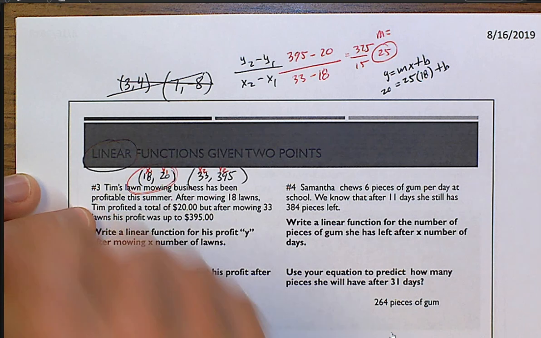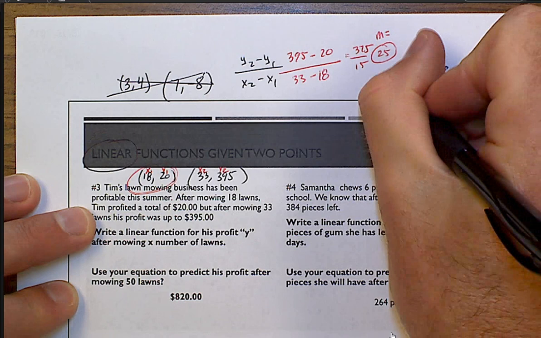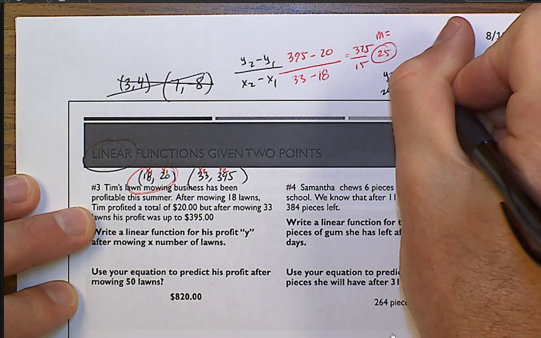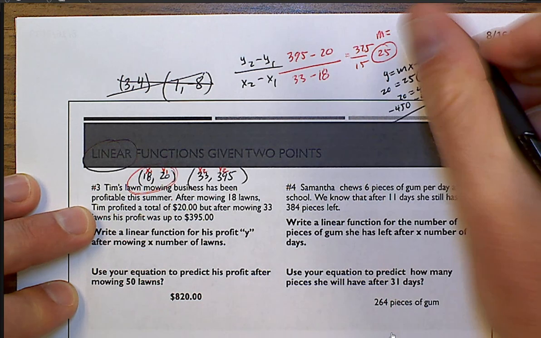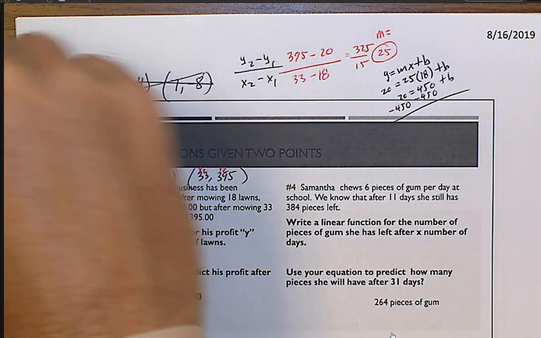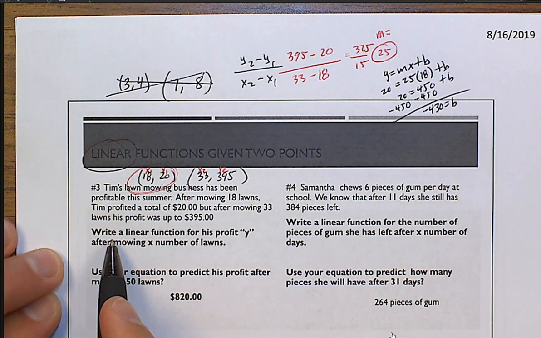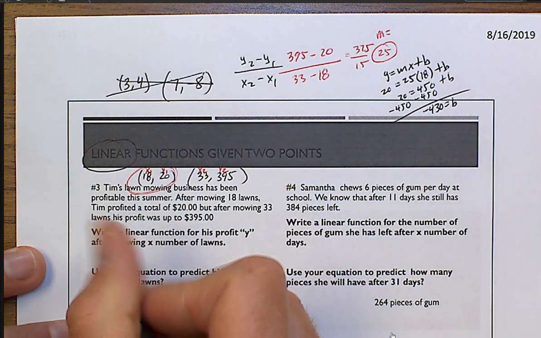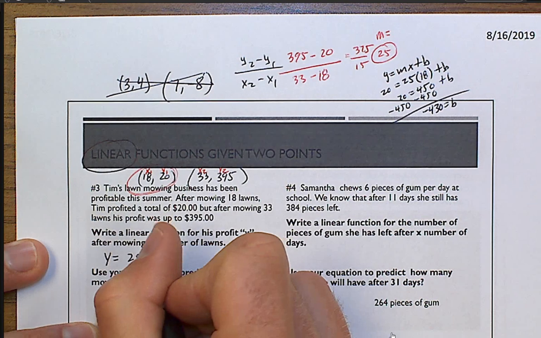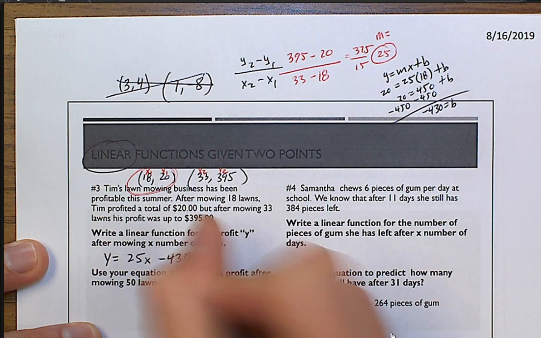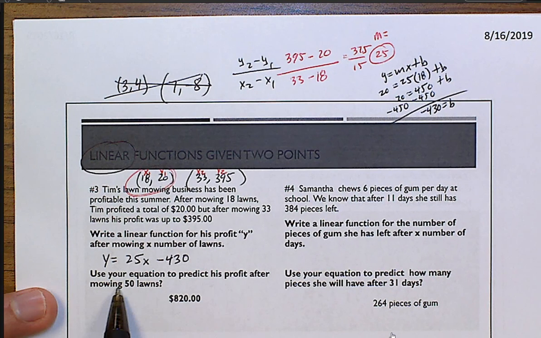So 25 times 18 gives me 450, so 20 equals 450 plus b, and I'm going to subtract 450. Okay, and so that's going to give me, what is it, 430? I'm going to have a negative 430 equals b. So here, this answer, and it took some time there to go through that, is going to be y equals 25x minus 430. Okay?